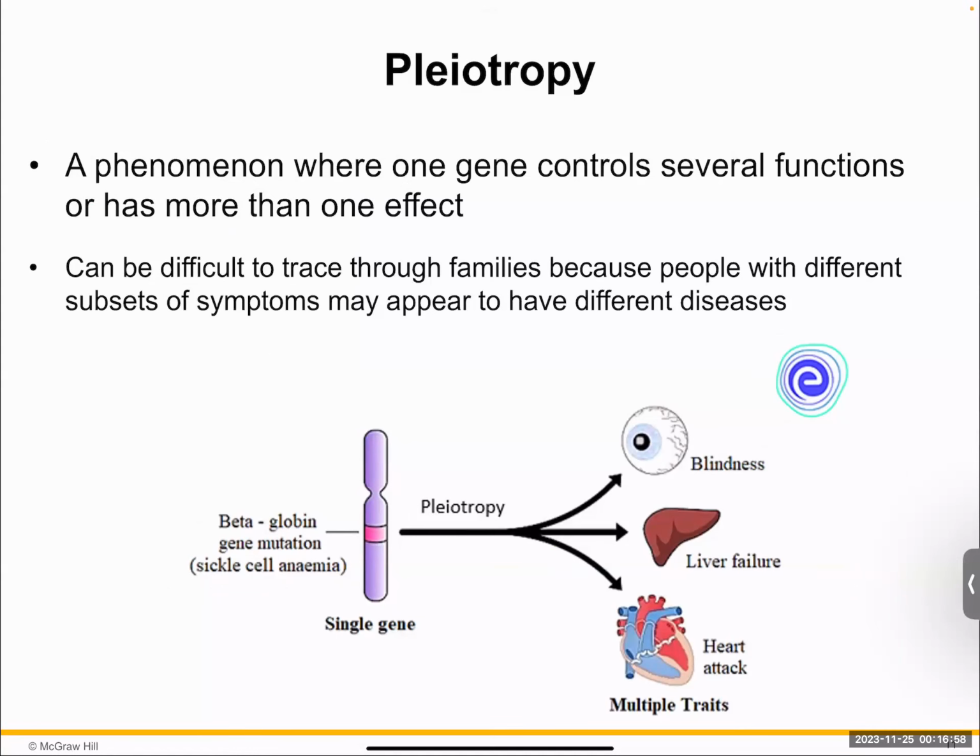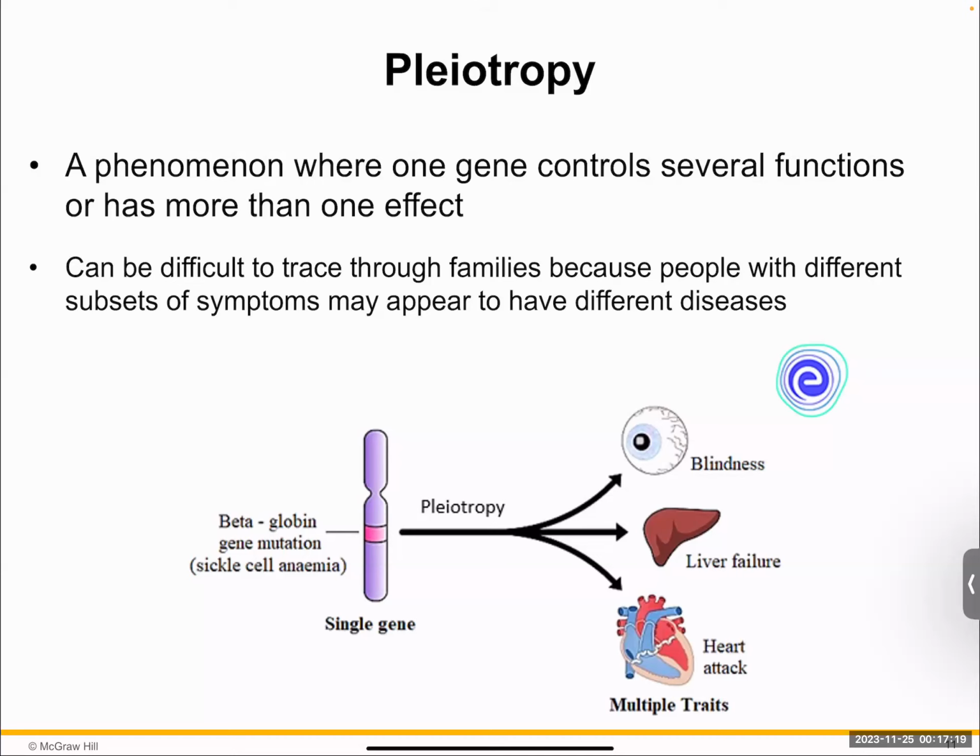Now, pleiotropy is another good one. Pleiotropy is where you have one gene, and damage or changes in that gene can affect multiple systems and multiple parts of the body at the same time and lead to multiple diseases.